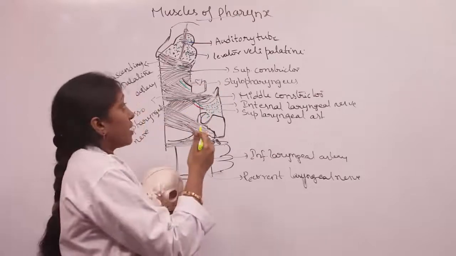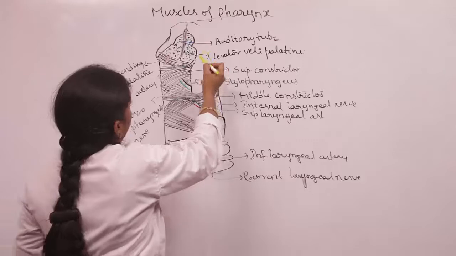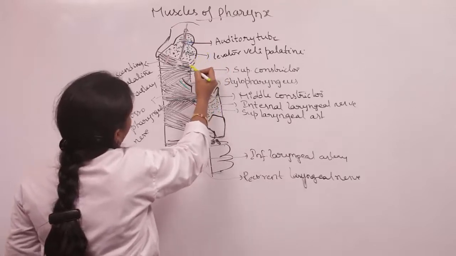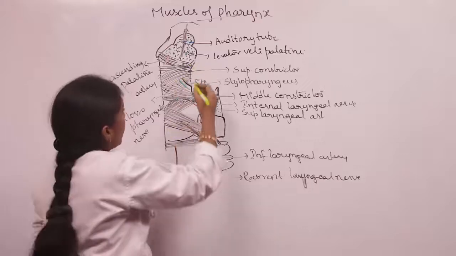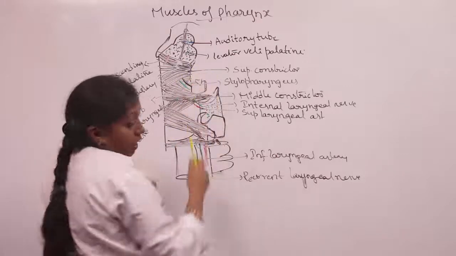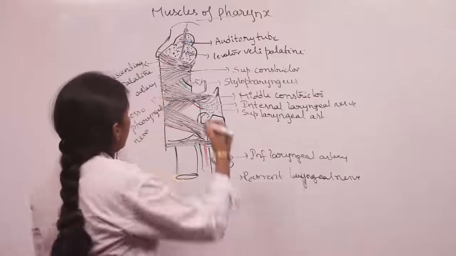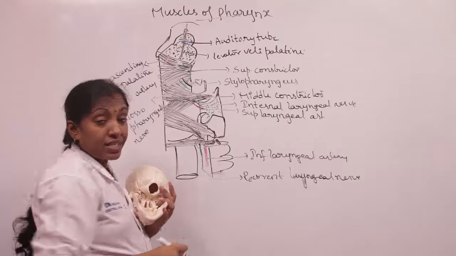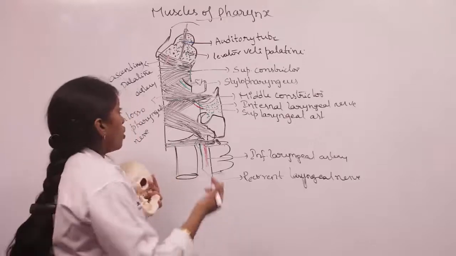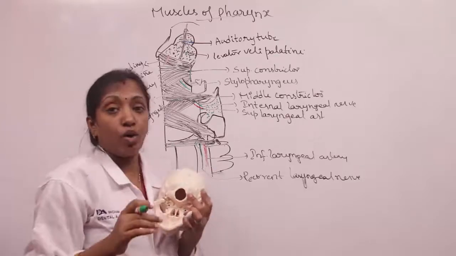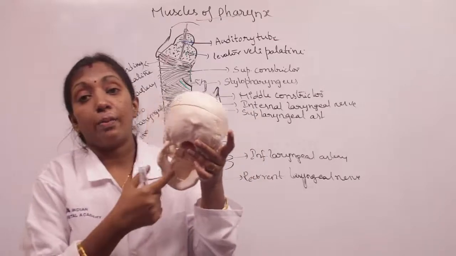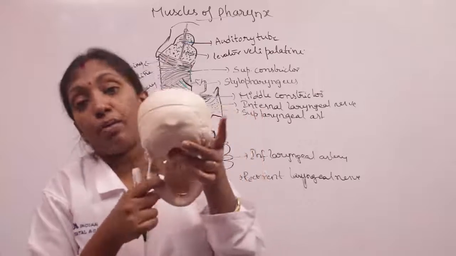So the superior constrictor muscle arises from the pterygoid hamulus here. The pterygoid plate is here, and the pterygoid hamulus gives attachment to the pterygomandibular raphe. So this is the pterygomandibular raphe. It arises from the pterygomandibular raphe, which arises from the pterygoid hamulus, and also from the posterior part of the mylohyoid line. The posterior part of the mylohyoid line is present on the medial surface of the mandible, and here is the posterior part of the mylohyoid line.